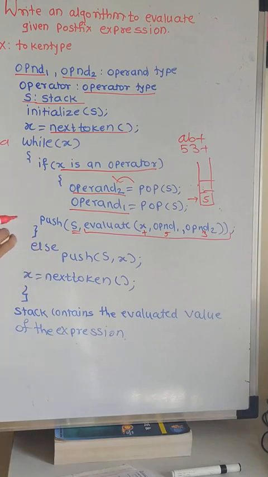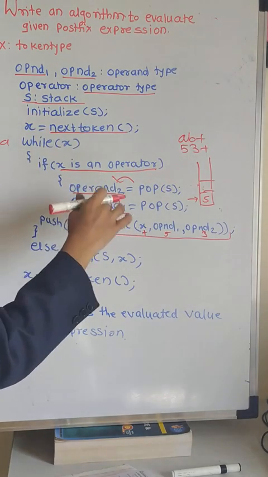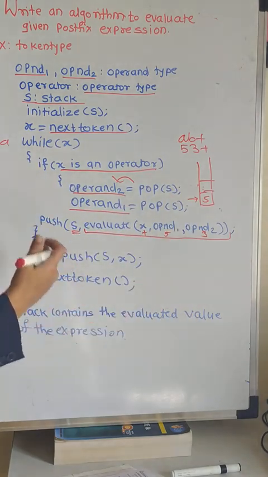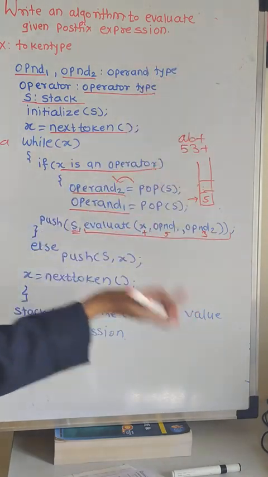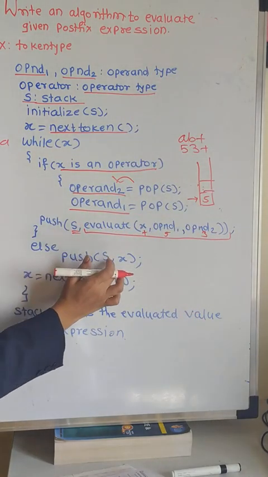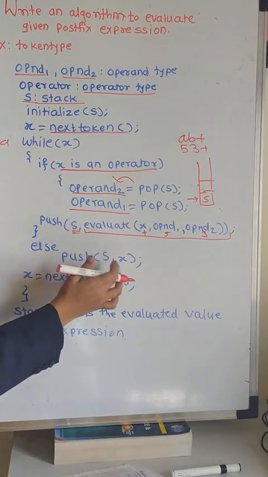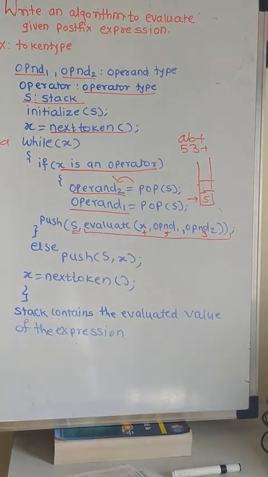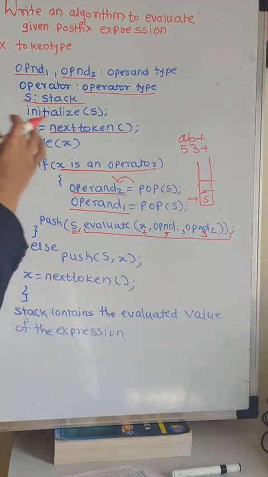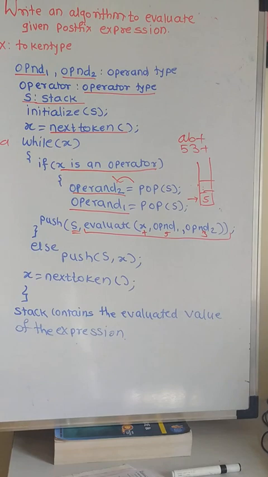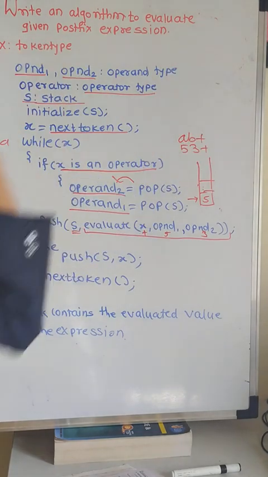Otherwise, if after the a there is a b, then you can simply add this b on your stack. So write only push s comma x. Write the element directly on the stack. Then again x equals next token; this is the if-else structure. X equals next token means checking again whether there are any more tokens in this expression or not.